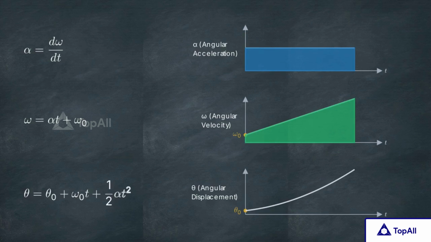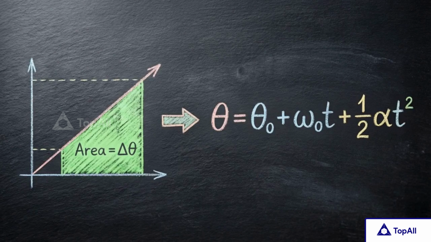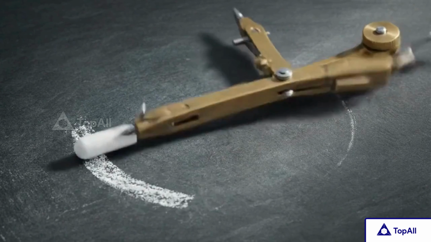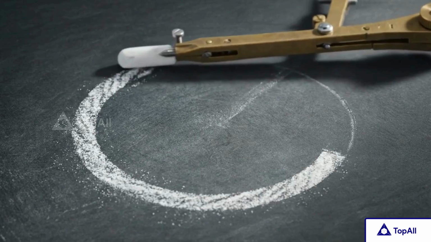Integrating a second time allows us to find the total angular displacement. The area under the velocity curve produces the parabolic relationship seen in the displacement equation. These rotational formulas are not just analogies, they are the direct result of applying integral calculus to a fixed circular path.